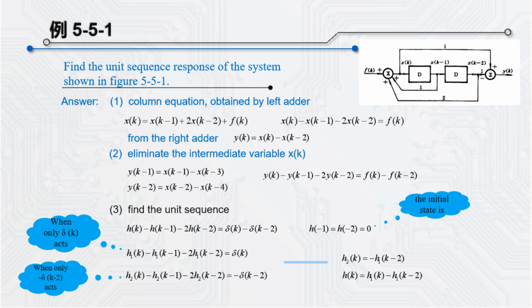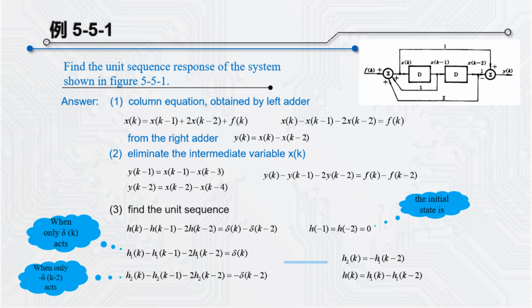Now let's look at a specific example. Solve the unit sequence response of the system as shown in the figure. To solve this problem, the first step is to represent the system as a mathematical model. Then you need to represent the system as a difference equation. So how do we solve the difference equation? We need the basis. The first module we cover is the simplification of the block diagram.